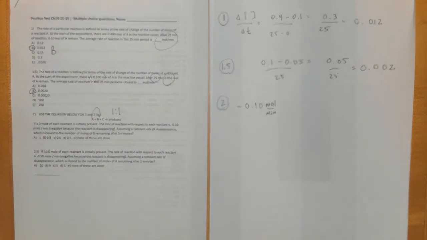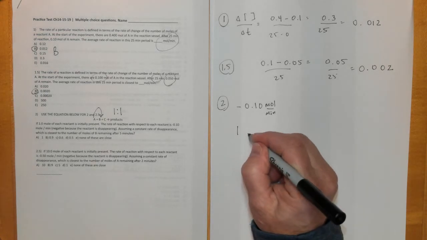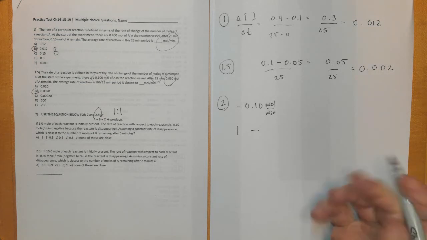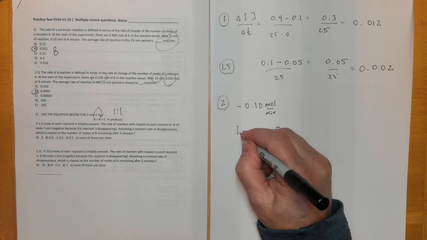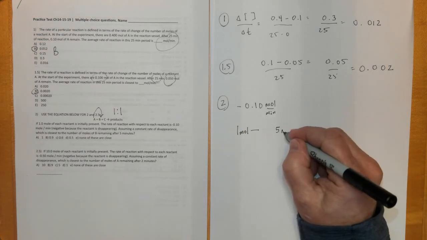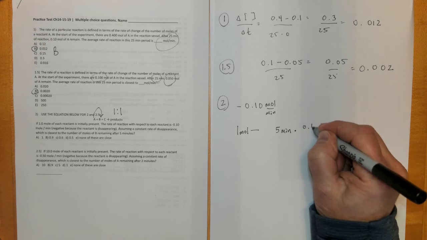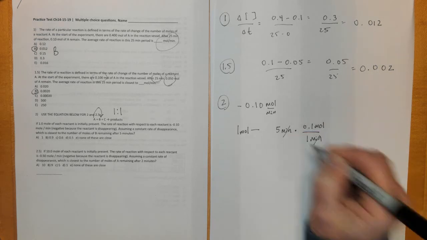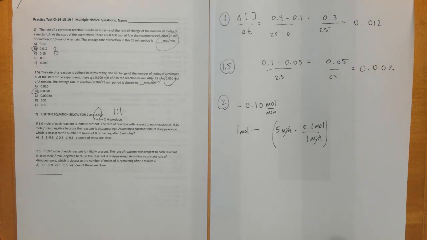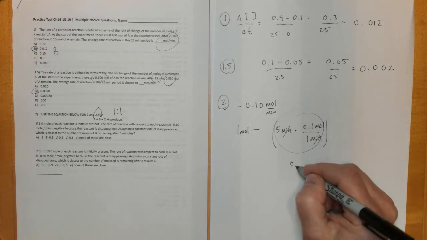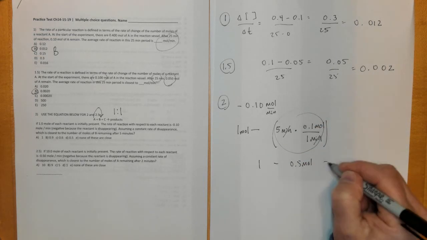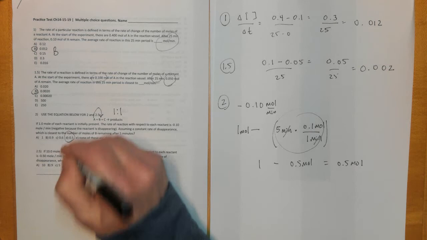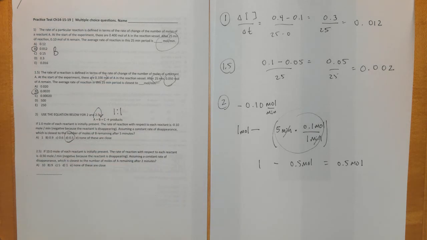So we can say that we start with 1 mole. We're going to subtract from that the amount that goes away in 5 minutes. And in 5 minutes, there are 0.1 moles that disappear per 1 minute. So the minutes cancel with the minutes, and this will tell us how much will disappear. This part right here ends up being 0.5 moles. 1 minus 0.5 means that there are 0.5 moles remaining, and that is letter C. I'm sorry, letter D.